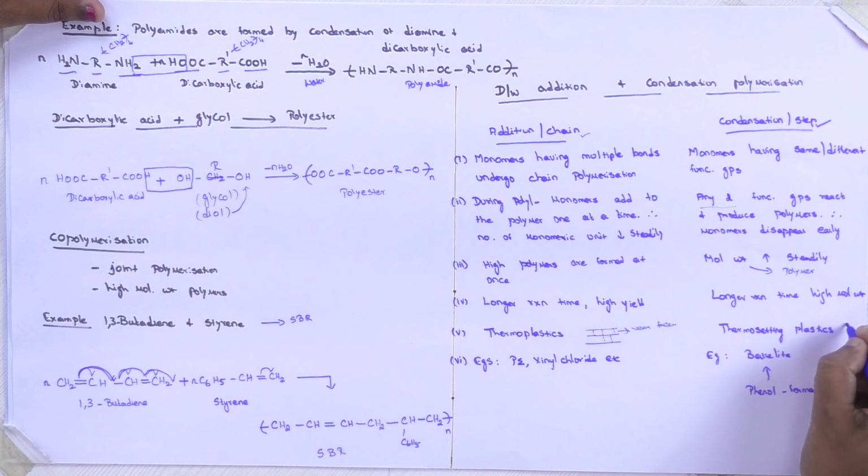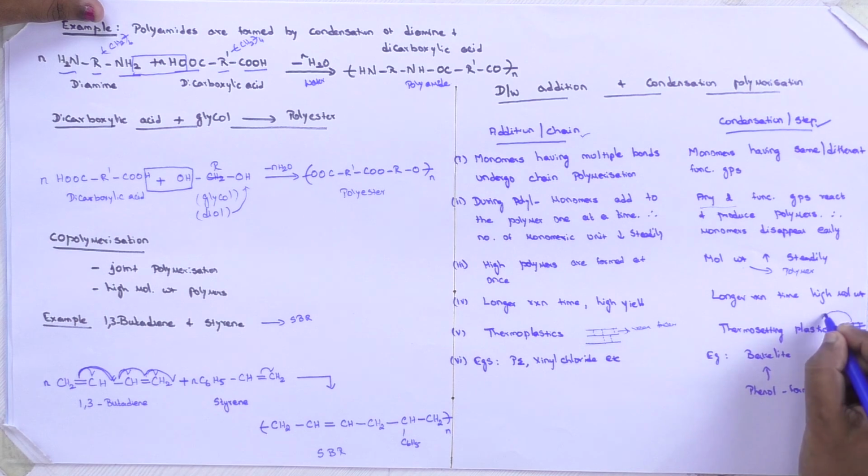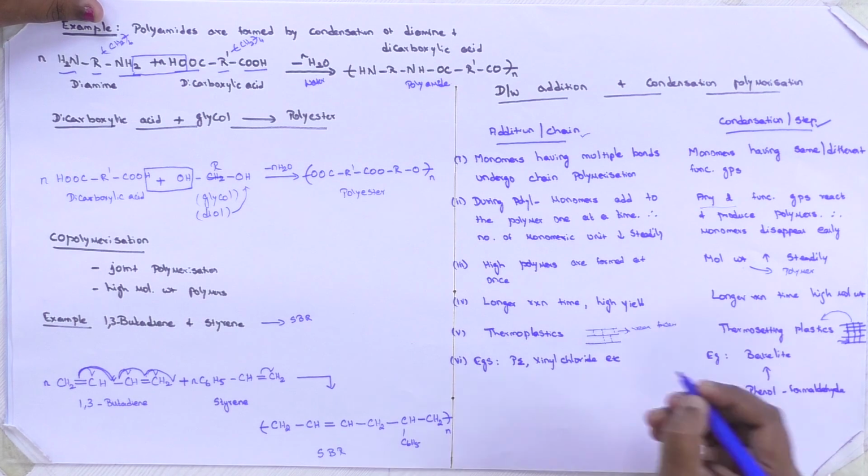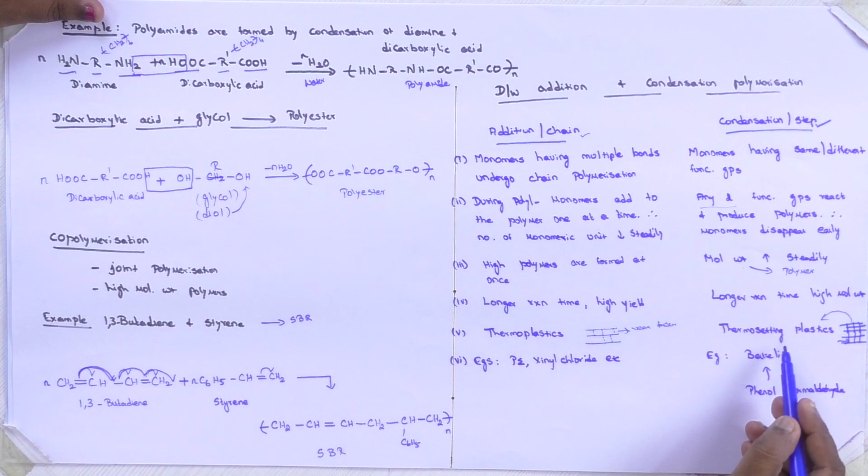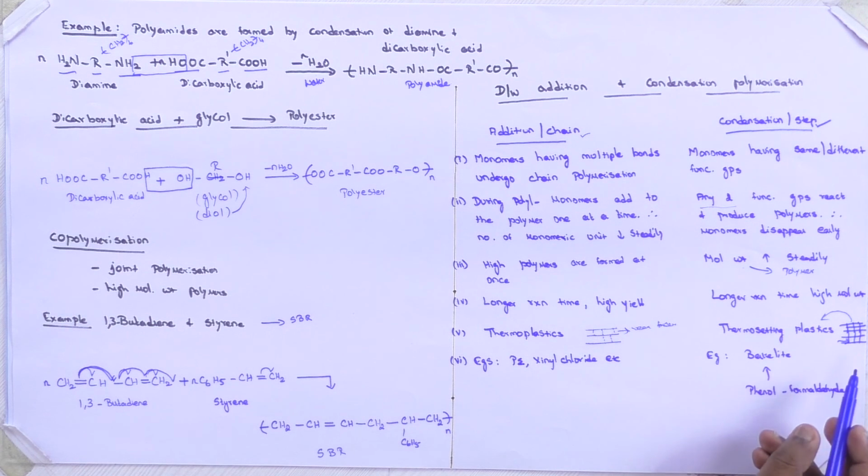Whereas in the case of condensation, you mostly get network polymers or cross-linked polymers. The polymers are held together by means of what? Strong covalent forces of attraction. So, when you break these covalent forces, it cannot be remolded into any shape again. Therefore, thermosetting plastics are formed by this process. So, in addition polymerization you form thermoplastics, whereas in condensation polymerization most of the polymers formed are thermosetting in nature.